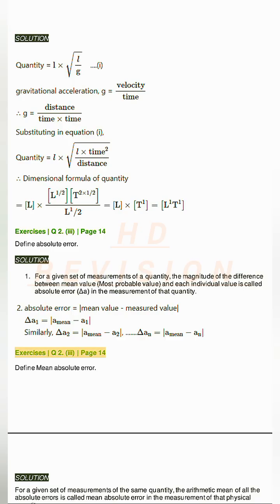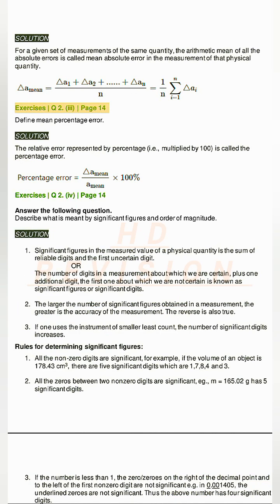Exercises Q2, page 14. Define mean absolute error. Solution. For a given set of measurements of the same quantity, the arithmetic mean of all the absolute errors is called the mean absolute error in the measurement of that physical quantity. Exercises Q2, page 14. Define percentage error. Solution. The relative error represented by percentage, i.e., multiplied by 100, is called the percentage error.